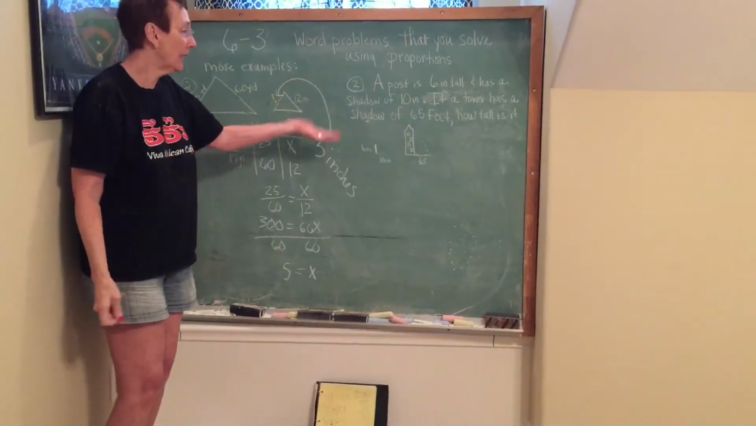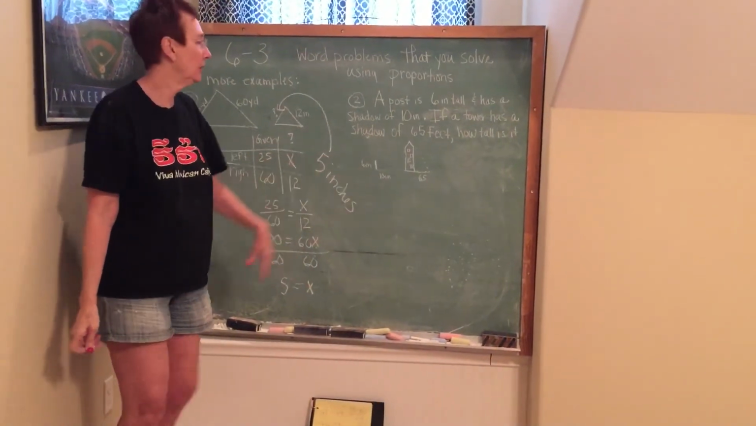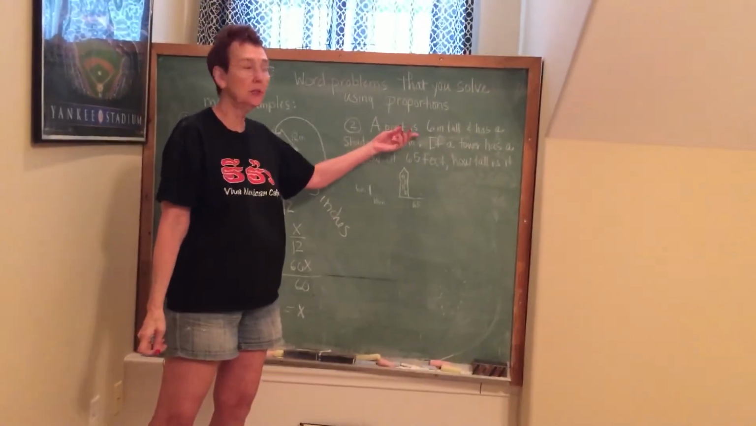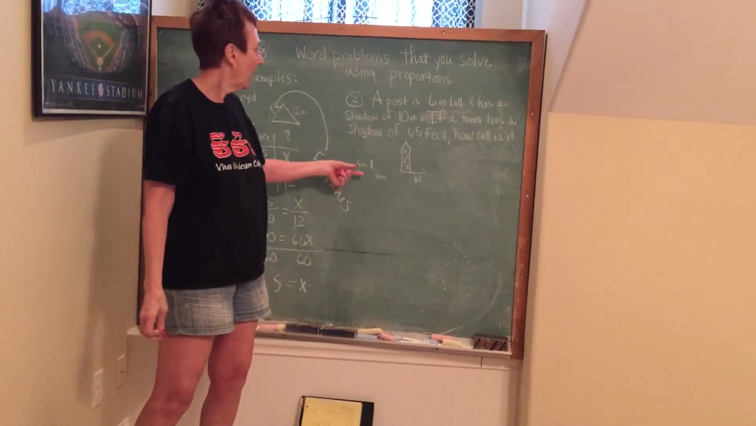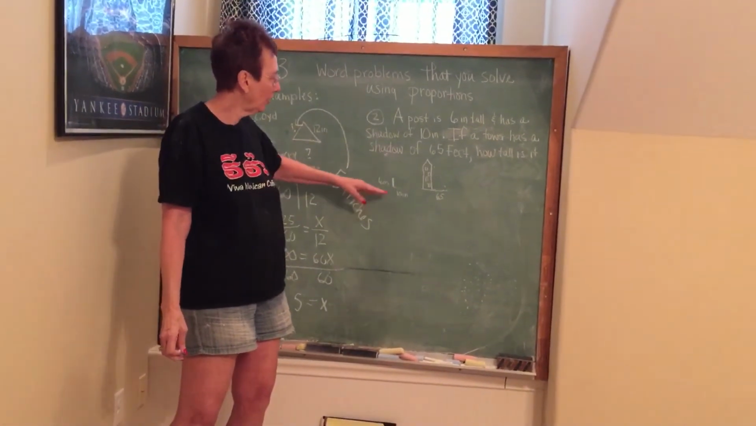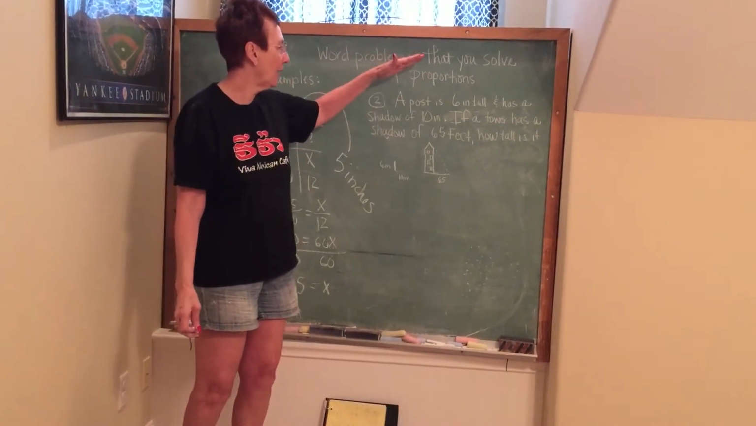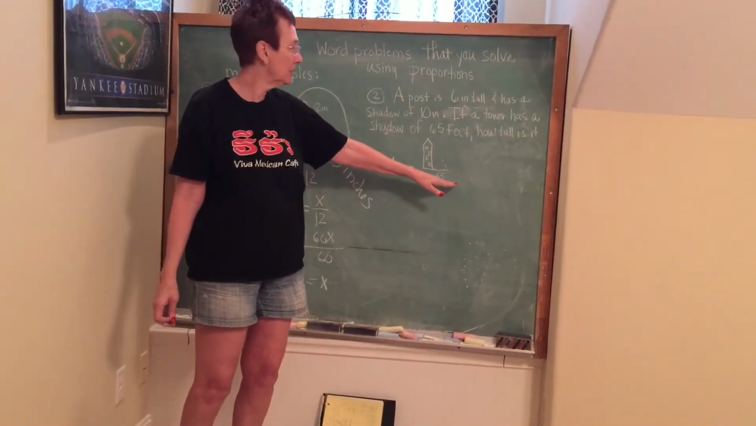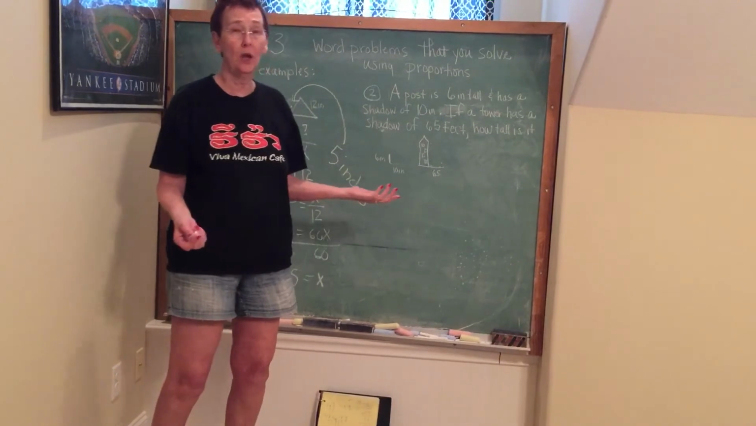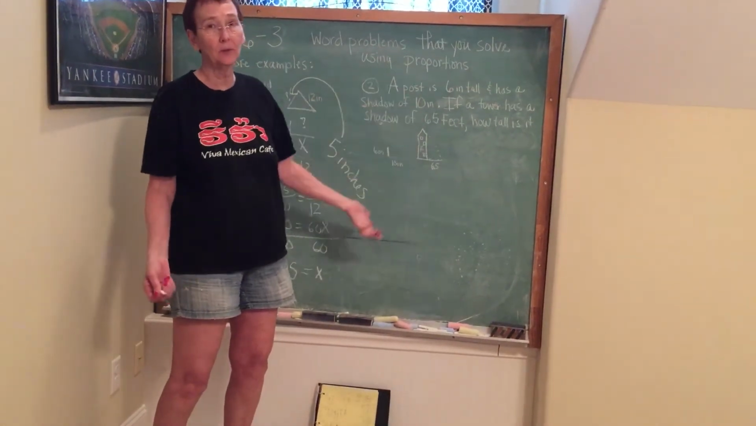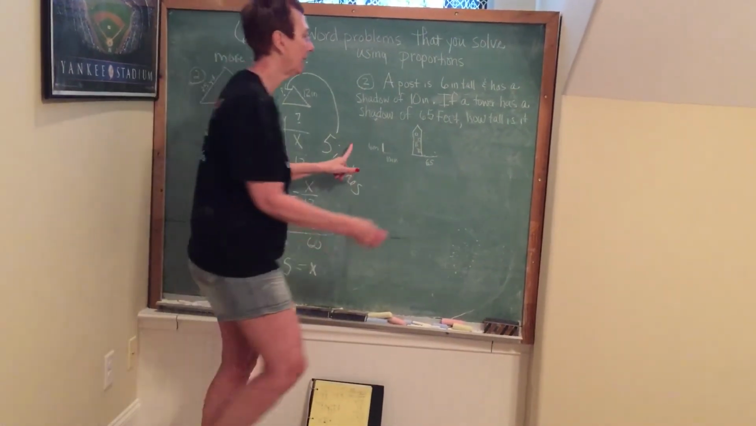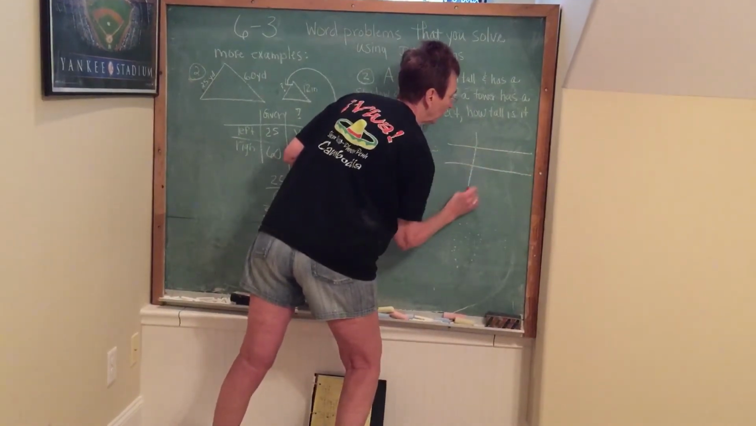Okay. The second one is in a real life situation. Here they stuck a post in the ground. I'm not an artist. I know my post is 6 inches tall and it makes a shadow that's 10 inches. And I've got this big tall tower and it makes a shadow of 65 feet. So I'm wanting to know how tall is the building. It's not very practical to measure it. So I'm going to do the same exact thing. Set up my tic-tac-toe board.